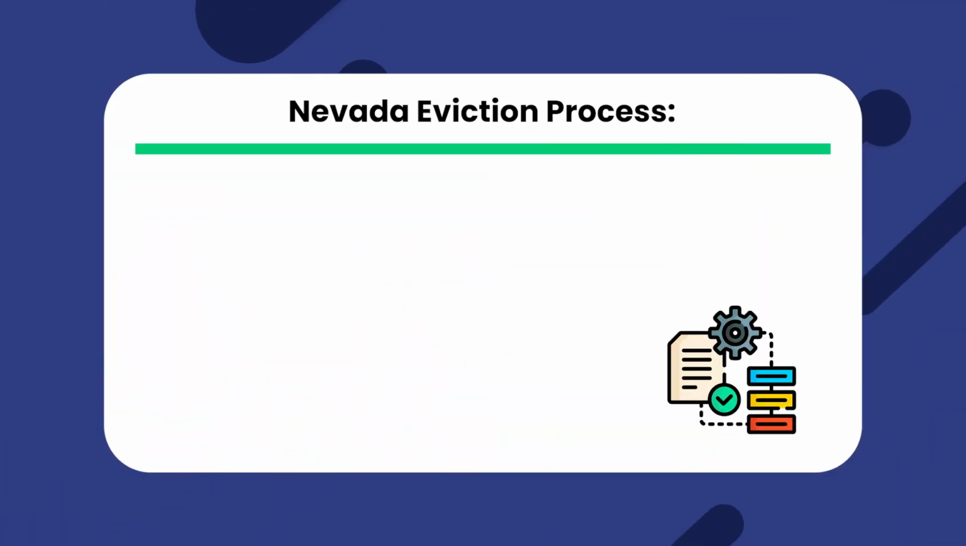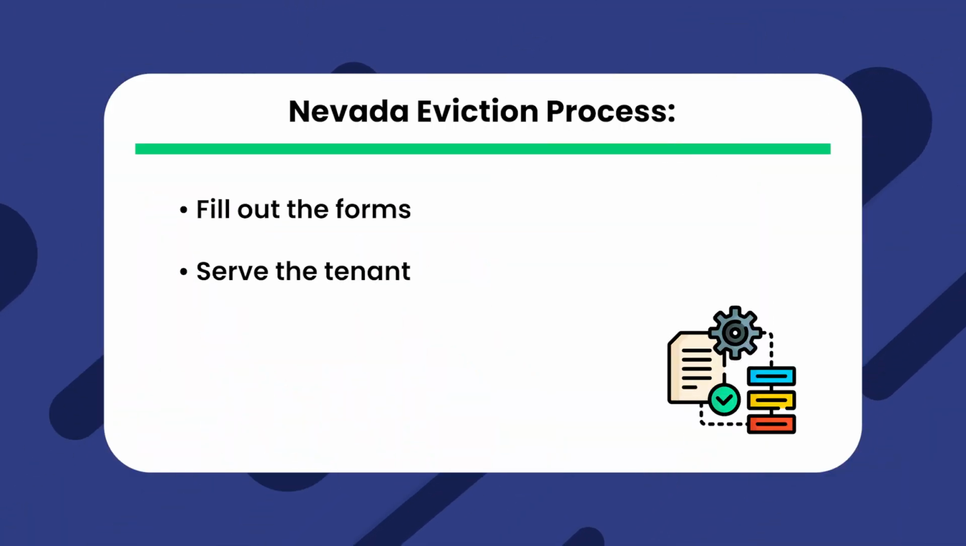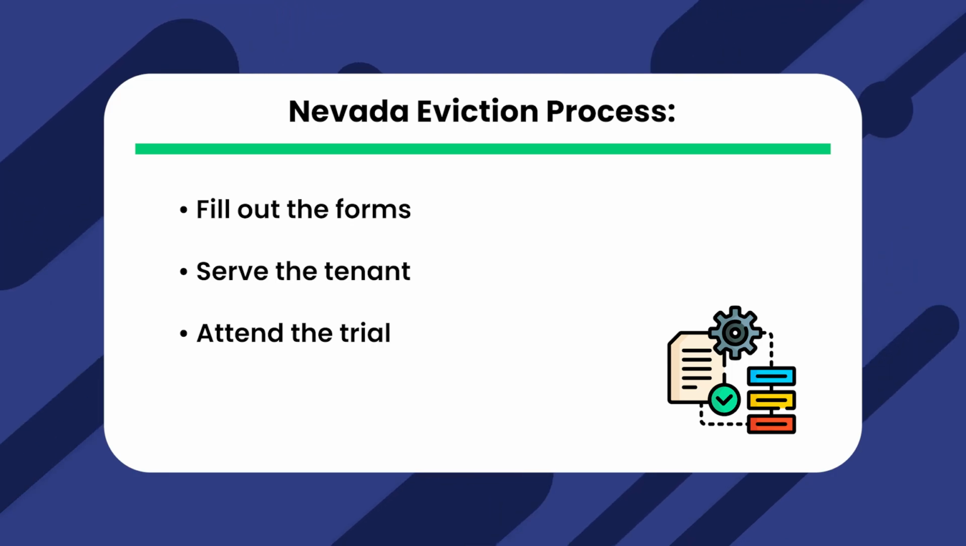A Nevada eviction process is formally called a summary eviction process or an unlawful detainer action. It can differ from county to county, but they all more or less follow the same process. Fill out the forms, serve the tenant, attend the trial, wait for judgment.